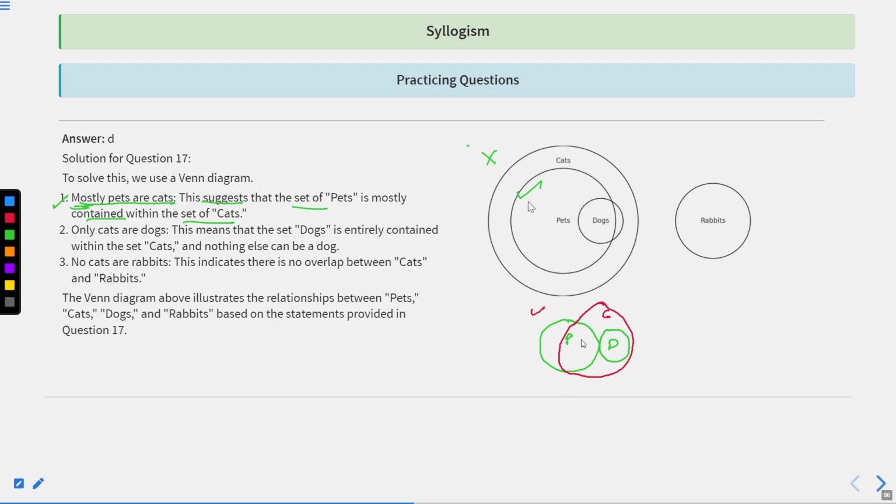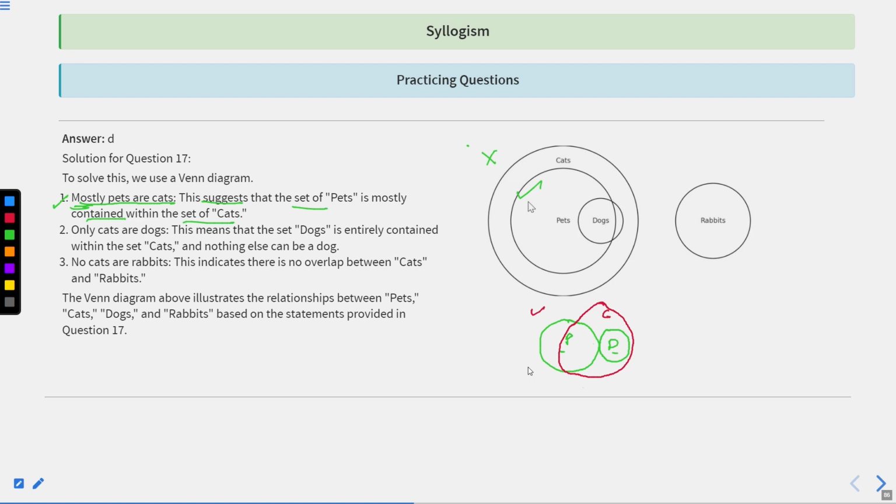But now the question is, is there any relation between the pets and the dogs, both being within the ambit of cats? The answer is we cannot say. The reason is, as I have already told you, we have just to stick to the statements. हमारे को जो statements दिए गए हैं, हमारे को strictly उन पे stick करना है. हम उनके beyond नहीं सोच सकते.